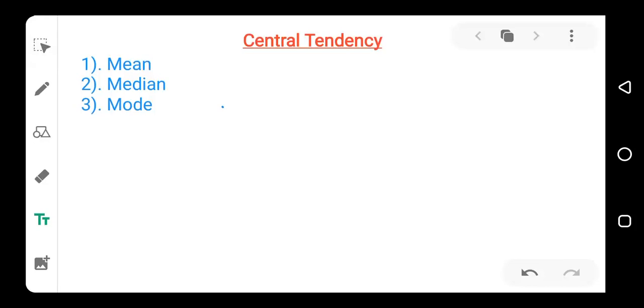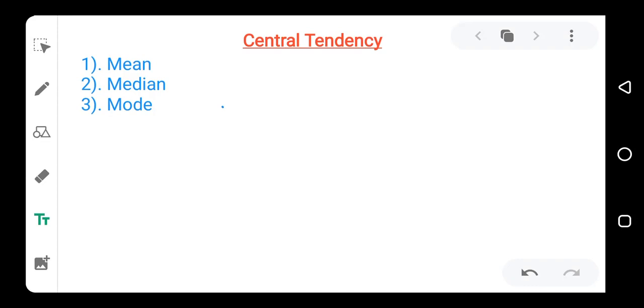Today we want to look at what we call central tendency in statistics. Central tendency is talking about mean, median, and mode. They are the statistical terms that help us to find the location of a data in a given data set. The location of a data in a particular data set. That is what we call a central tendency.